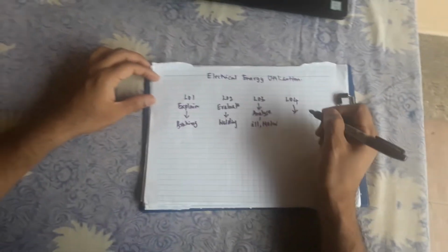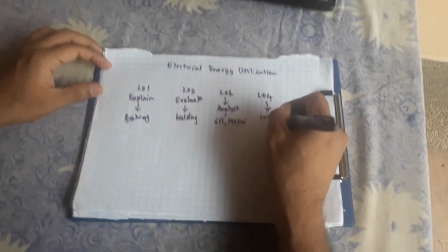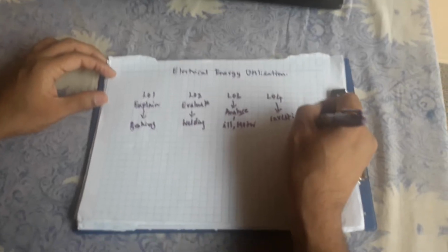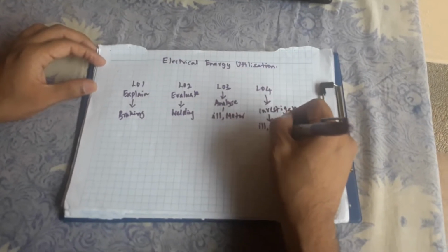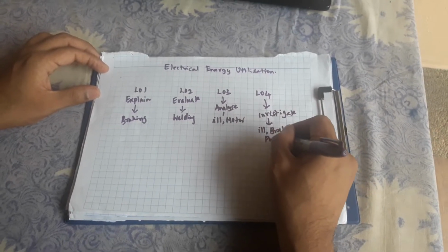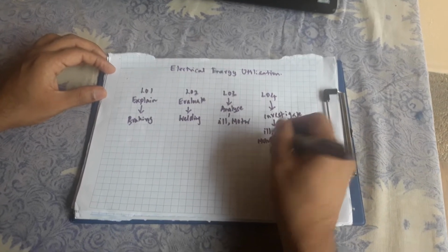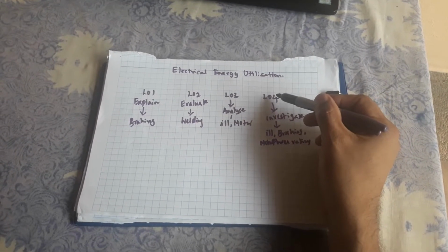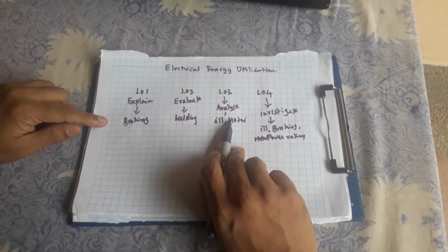And LVO4 is on investigate, and the topic is on illumination, braking, and also power rating, motor power rating. So if you look here, LVO4 is actually converging LVO1 and LVO3 together.